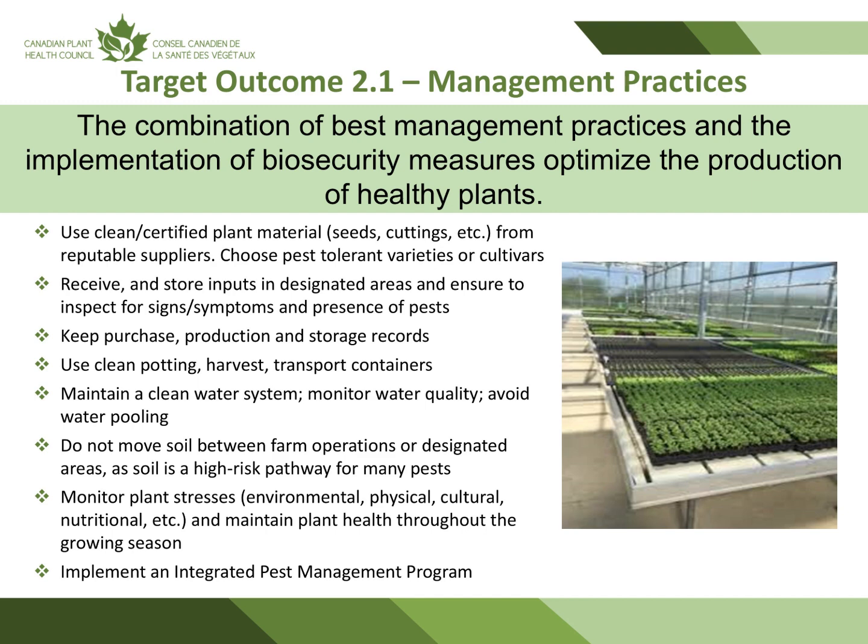Maintaining a clean water system. Monitor water quality and avoiding water pooling. Water quality and quantity may impact the health of a plant and increase vulnerability to pests. Avoiding the movement of soil between farm operations or designated areas, as soil is a high-risk pathway for many pests. Monitoring plant stresses, for example, environmental, physical, cultural, and nutritional stresses, and maintaining plant health throughout the growing season.